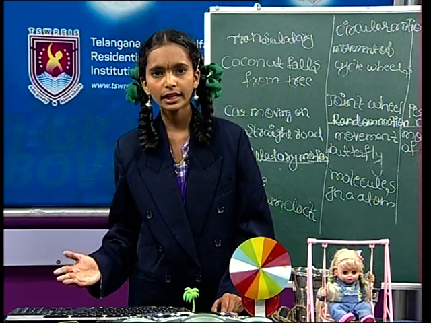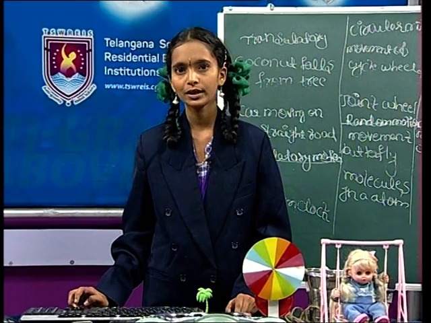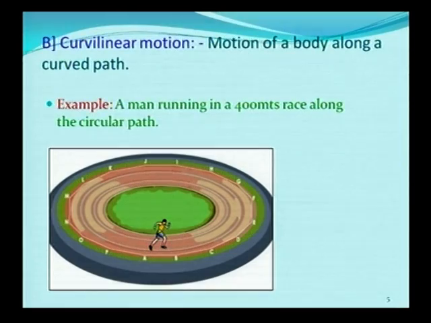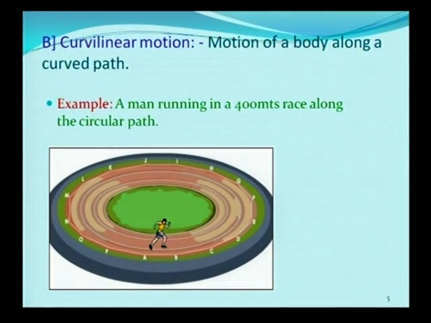Let us see what curvilinear motion is. The curvilinear motion means the motion of an object in a curved path. For example, here we can see the man. How is the man moving? He is moving in a curved path. So the object or person who moves in a curved path is said to have curvilinear motion.